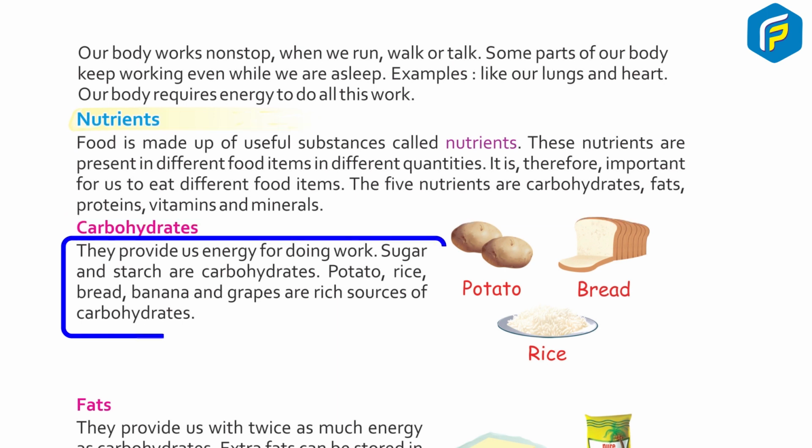Carbohydrates. They provide us energy for doing work. Sugar and starch are carbohydrates. Potato, rice, bread, banana and grapes are rich sources of carbohydrates.